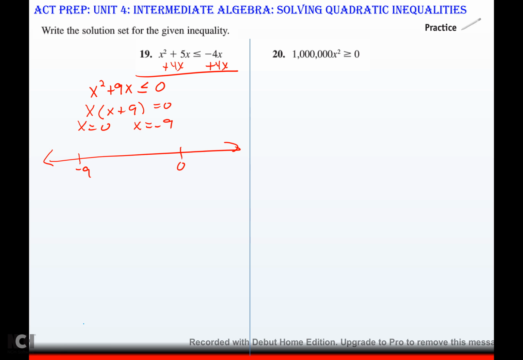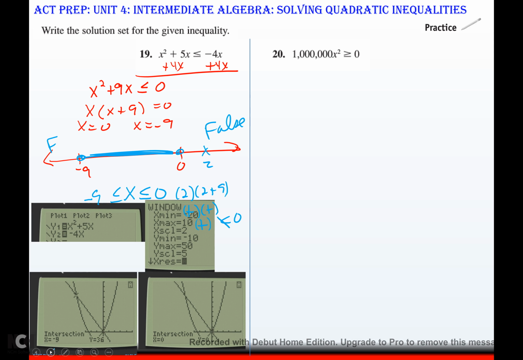Test a section. I'm going to test here, so pick, I don't know, 2. So I'd have 2 times 2 plus 9, that's a positive times a positive is a positive, which is never less than 0. So if that's false, then this is true, and that's false. Bar means include, so my solutions are between negative 9 and 0. And if I check the graph, when is this parabola smaller than that line? Well, that would be from here to here, which corresponds to those x's.